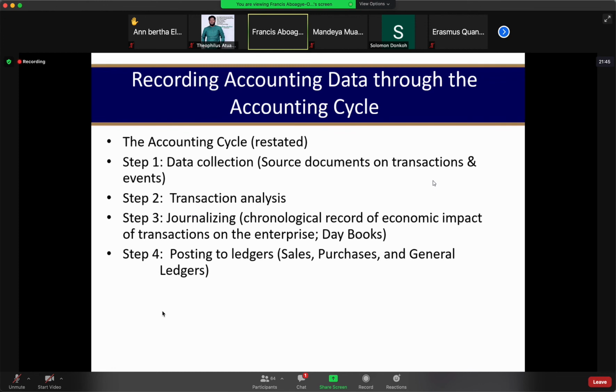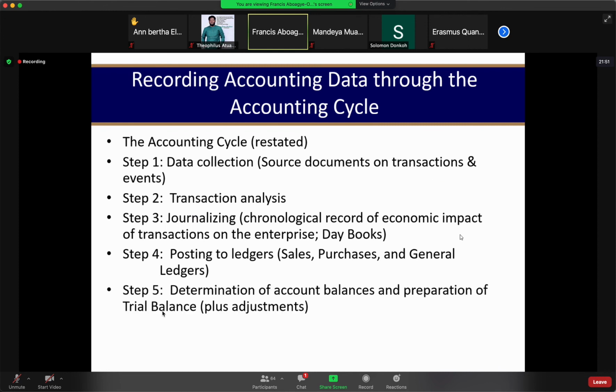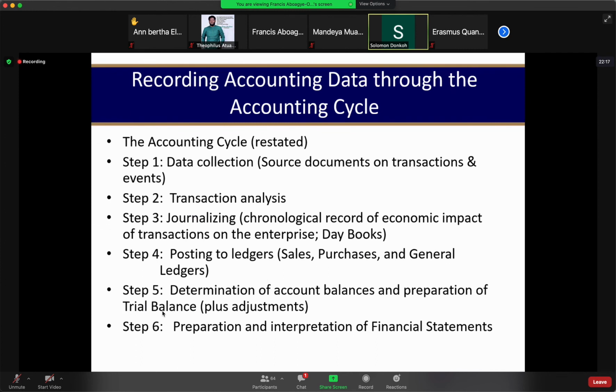Okay. Now, once we've recorded, or we've posted into the ledgers, the next is to determine the balances. And if we determine the balances, we'll now have to test the arithmetic accuracy of the postings. And we'll test the arithmetic accuracy of the postings by extracting the trial balance. So once we extract the trial balance, the next is to prepare and interpret the financial statements. So this is the cycle that we are going through.